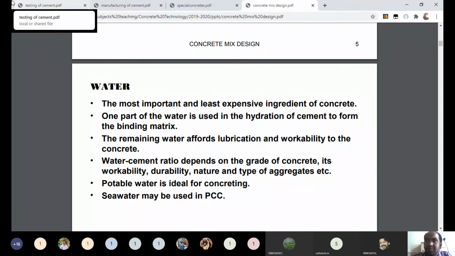And the water whose pH is less than 7 is called acid. And the water whose pH is above 7 is base.